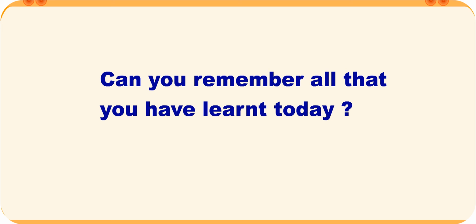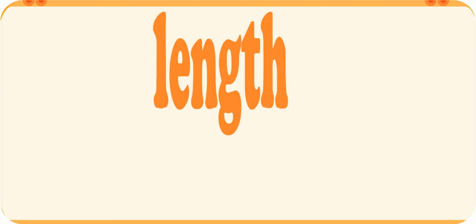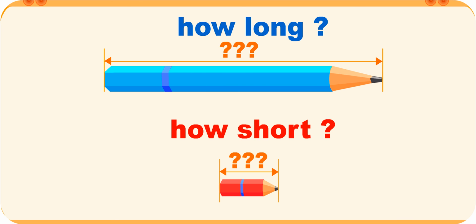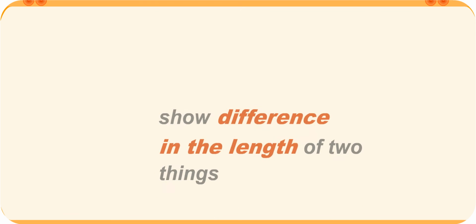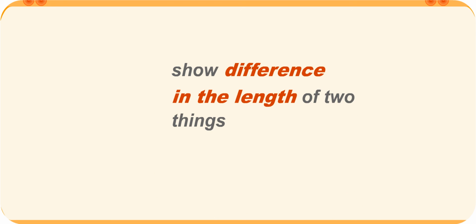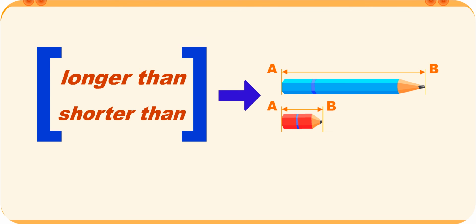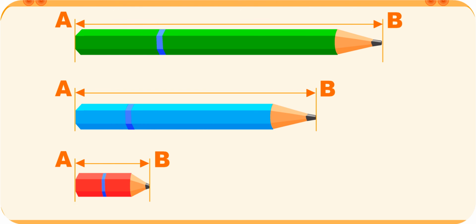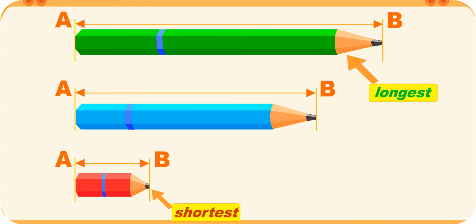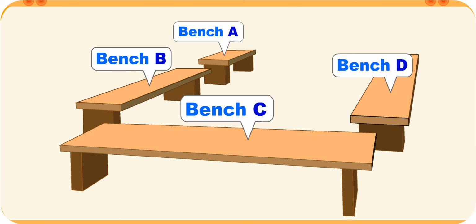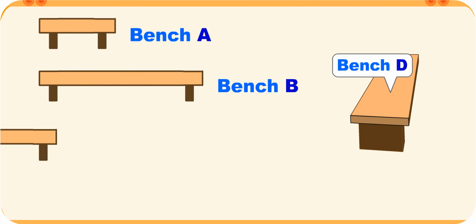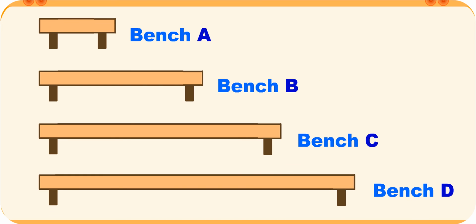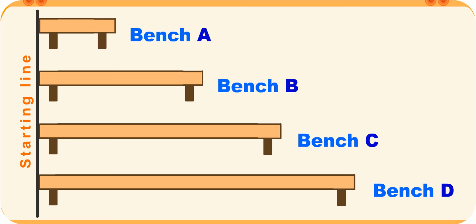Of course, I learned that when we talk about length, we are talking about how long or how short an object is. We can tell others about the difference in length between two objects by using words like longer than and shorter than. And when there are three or more objects, we can use words like longest or shortest. Oh, I also noticed that in order to compare the lengths of three or more objects accurately, we have to lay them side by side at the same starting point.